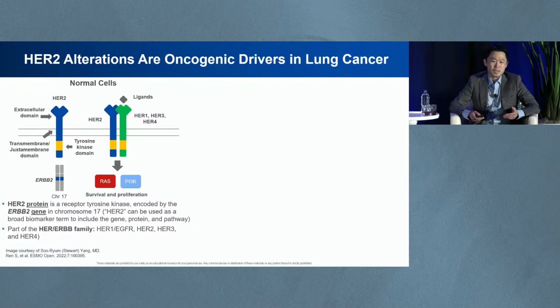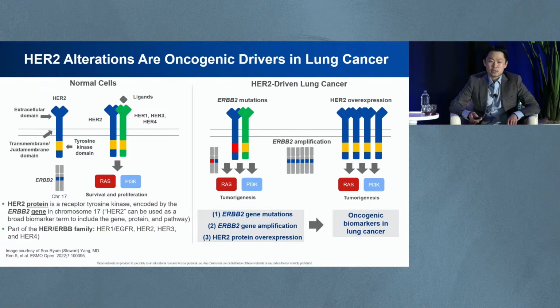of the protein. In normal cells, when ligands bind to the HER family receptor, that leads to dimerization with HER2, which leads to activation of downstream signaling pathways that are important for survival and proliferation. Now in HER2-driven lung cancer, you can have specific mutations in the ERBB2 gene, most commonly in the TKD region, that basically turn on HER2 constitutively and lead to overactivation of HER2. You can also have increased copies of the ERBB2 gene that can lead to increased expression of HER2 receptors on the surface, which also leads to increased HER2 signaling.